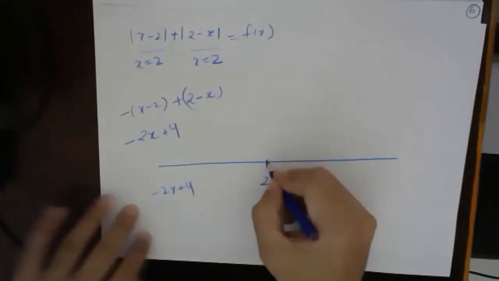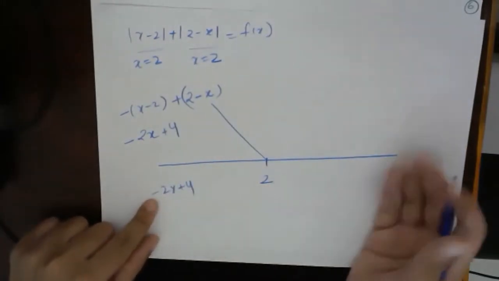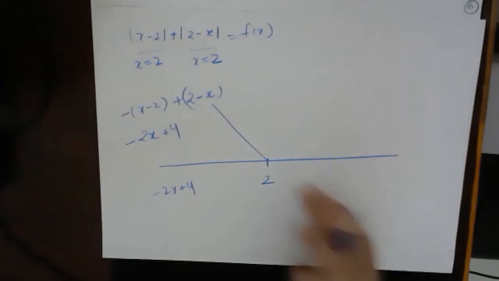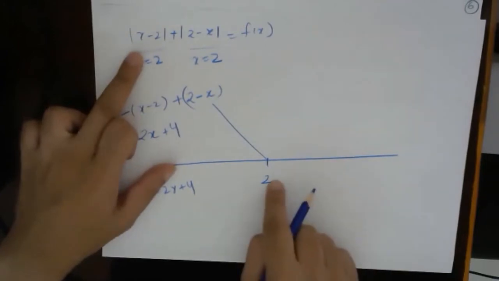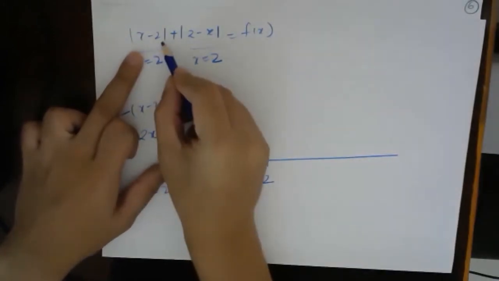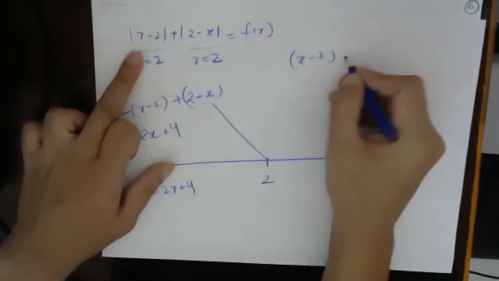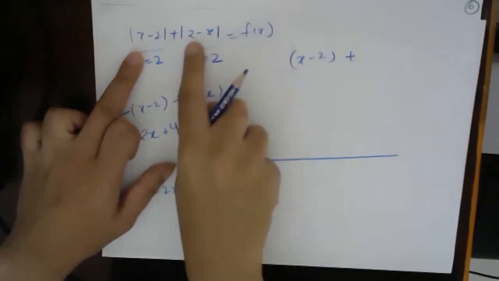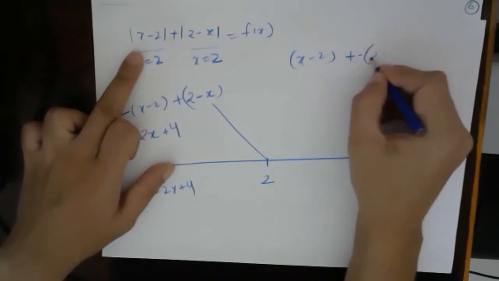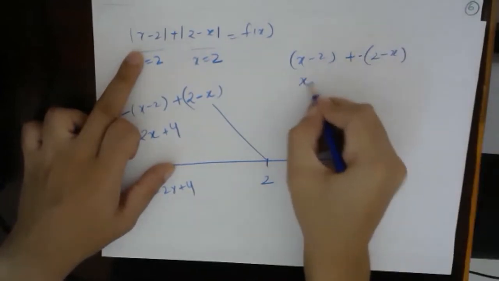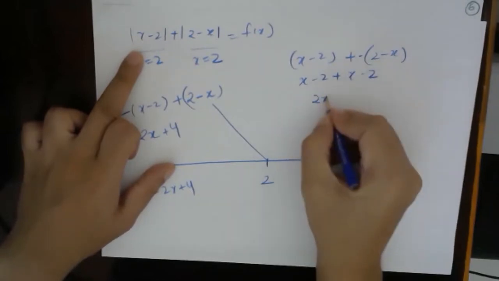So the graph will be coming like this, because at 2 it will be 0. After 2, it will be exactly opposite in sign. So let's check it. After 2, let's take 4. 4 minus 2 positive. So this will open with a positive sign. So this is x minus 2. Plus, 2 minus 4 negative. So it will open with a negative sign. So this is minus of 2 minus x. So this is x minus 2 plus x minus 2. So this is 2x minus 4.